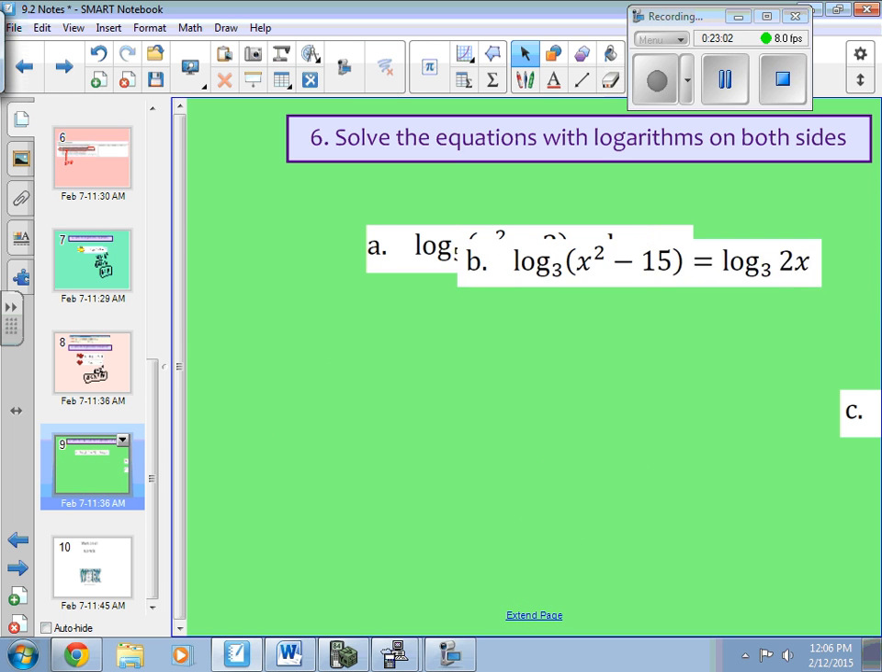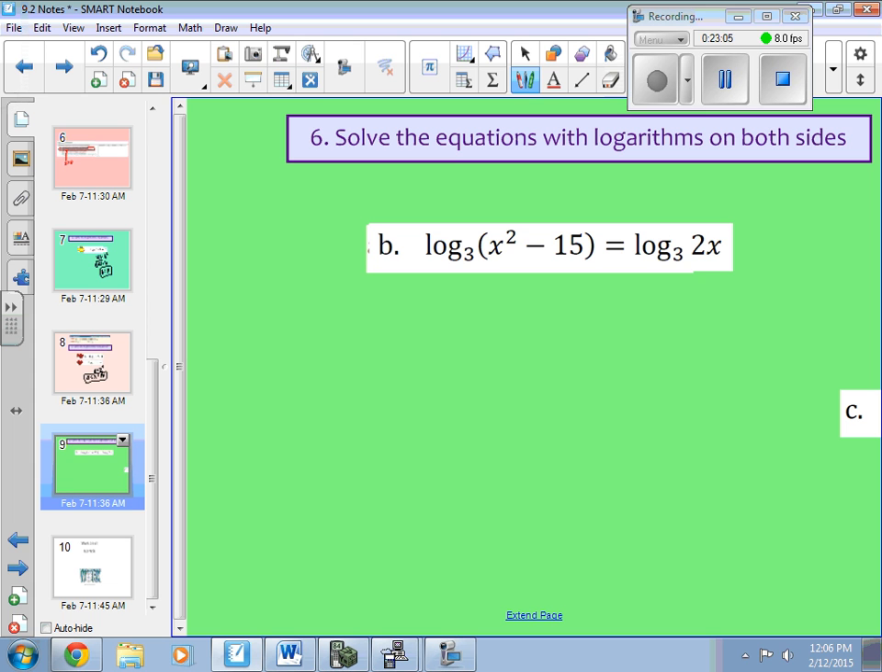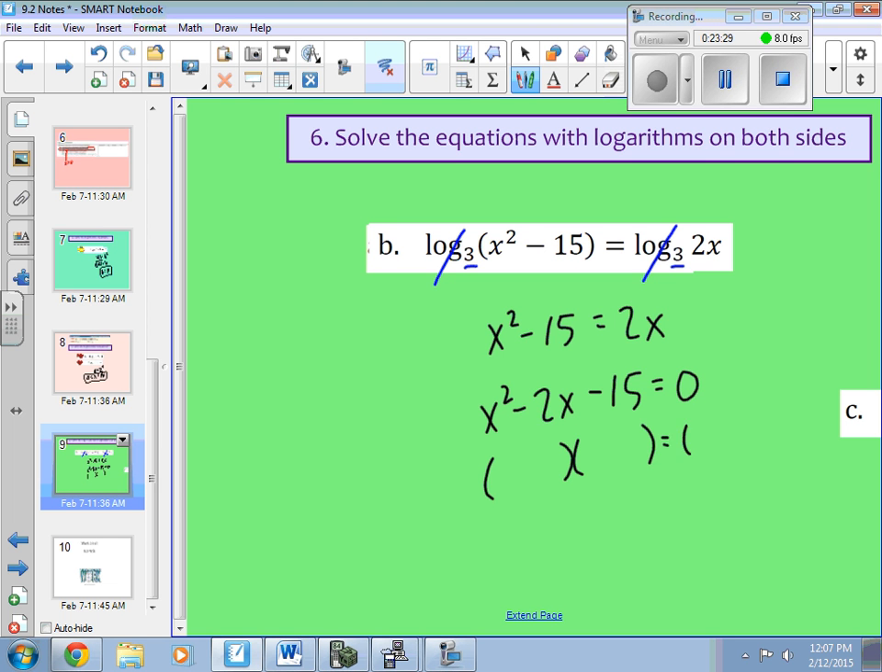Let's try B. Okay, again, we got log on both sides, same base. We can drop logs out of our problem. So our problem becomes x squared minus 15 equals 2x. Another quadratic problem. Looks like we need to get it equal to 0. It would become negative 2x if we minus it to the other side. This one does factor. Well, it multiplies to negative 15, adds to negative 2: negative 5 and positive 3. If you set those both equal to 0 and solve, looks like we get two answers of 5 and negative 3.